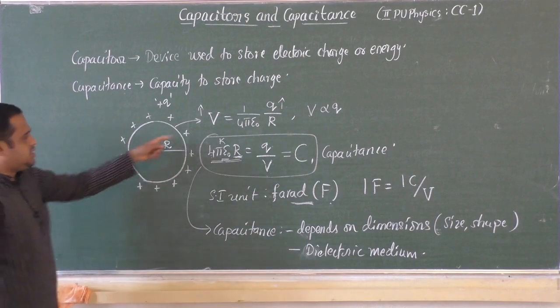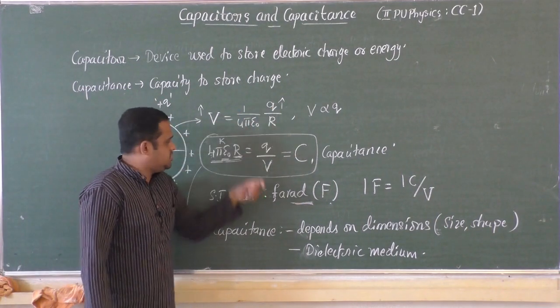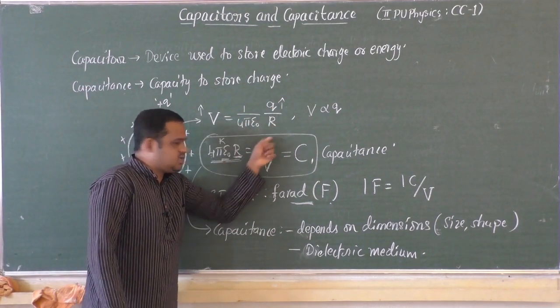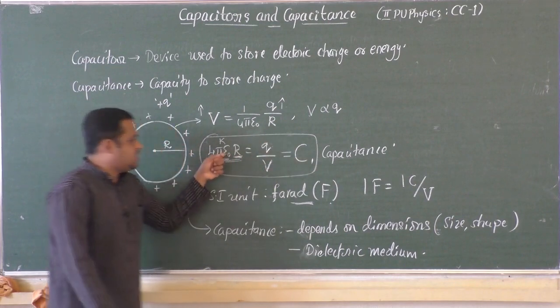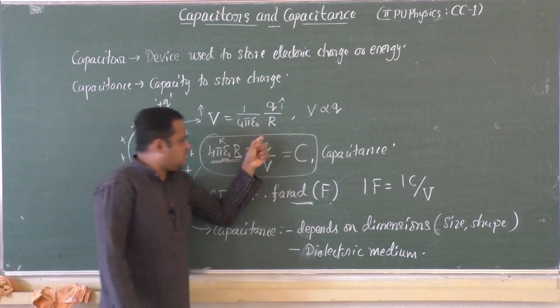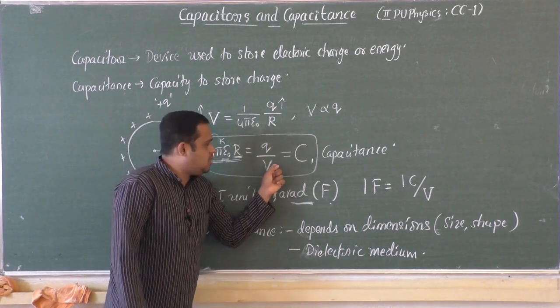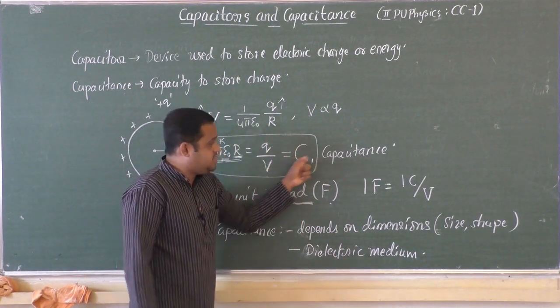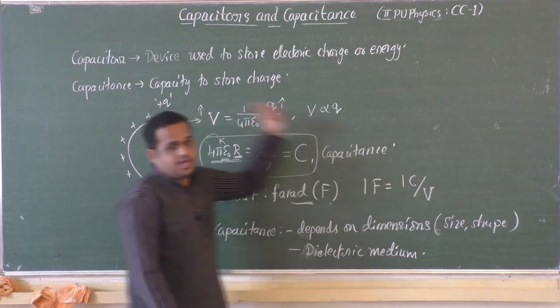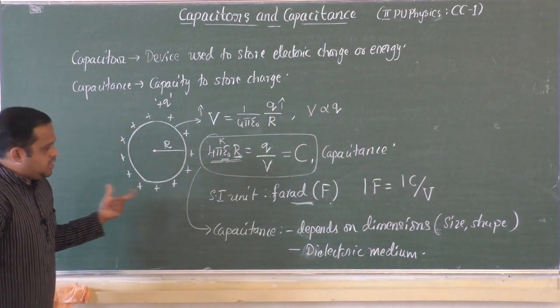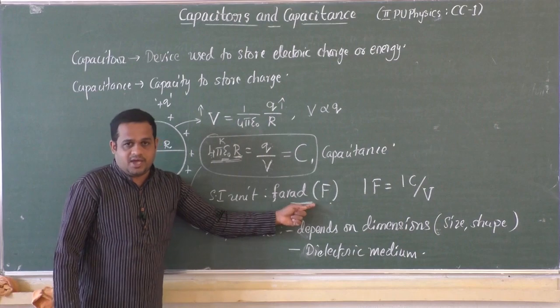In case of a conductor, potential is given by this expression. If you consider the ratio of charge to potential, we get a constant value. The ratio of the amount of charge stored in a material or conductor to the potential on it is a constant, and that constant is called the capacitance of that particular material. Capacitance is measured in farad.